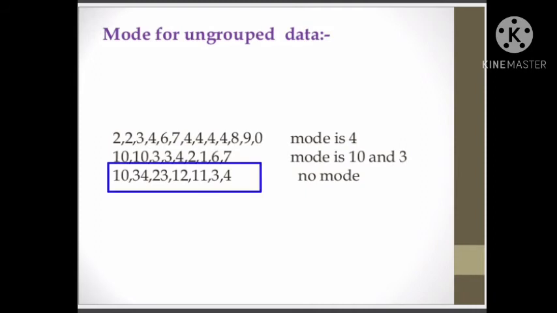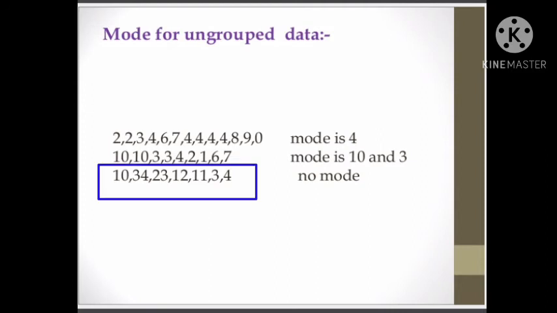Third example: 10, 34, 23, 11, 3 and 4. By observing the data, no number occurs more times. That means no number is repeated more than one time. So, the answer is no mode.